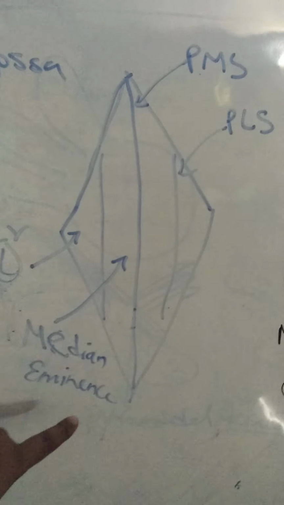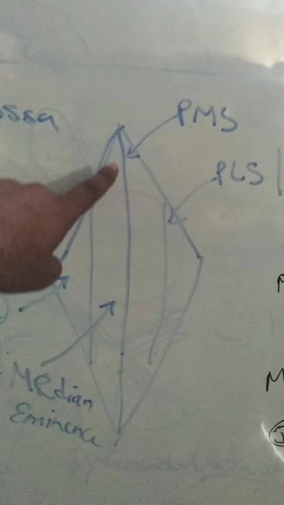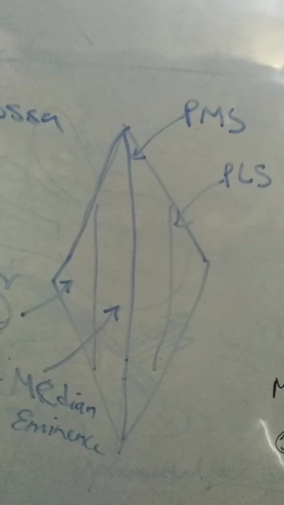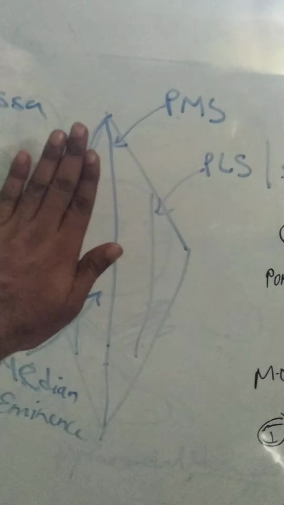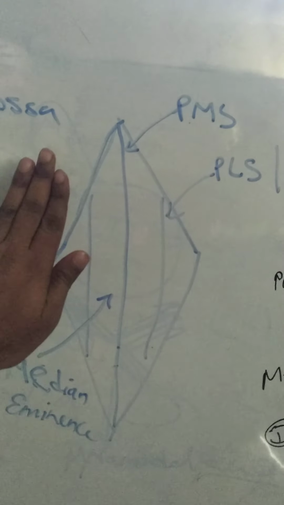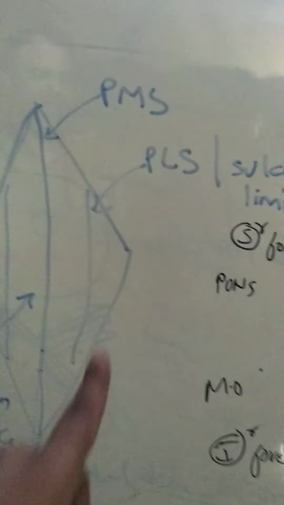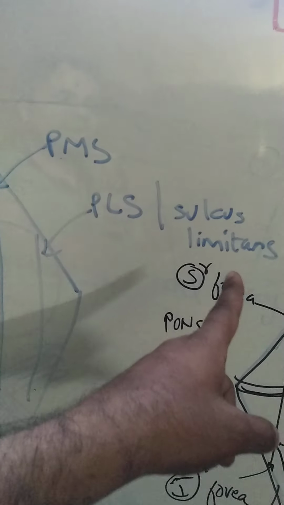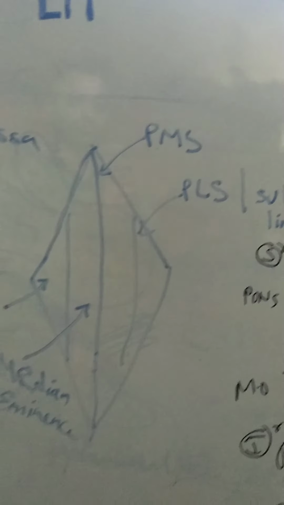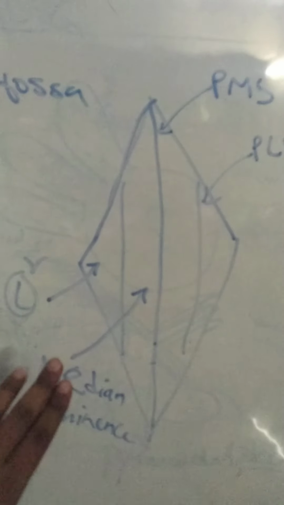So this diamond shaped fossa, rhomboid fossa, is divided by sulci. The posterior median sulcus in the midline on the posterior aspect divides it into two halves, the right half and the left half. This is the right half for the patient, this is the left half. Then the posterolateral sulcus, which is also called sulcus limitans, because it limits two areas.